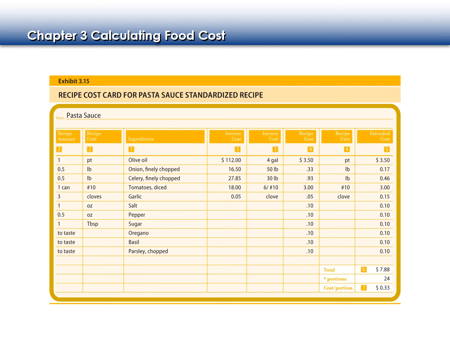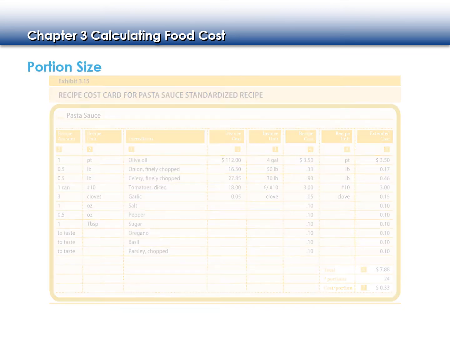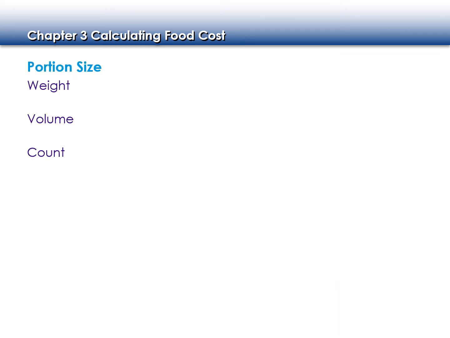What do we sell spaghetti for? $6, $7, $8, $9, $10, depending on where you're at. It costs you 58 cents to make it. Okay? So this is just the sauce and the spaghetti. If you had a protein, like a chicken breast or shrimp, those would go into that standardized recipe. And as we talk about a standardized recipe, we want to know what our portion size is.